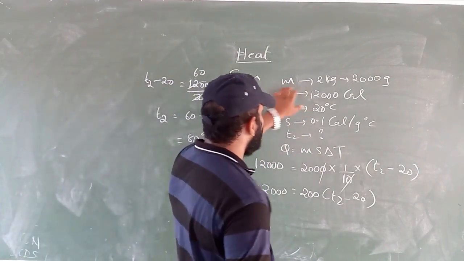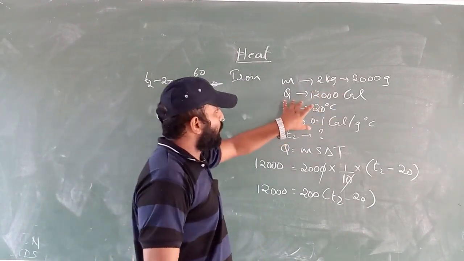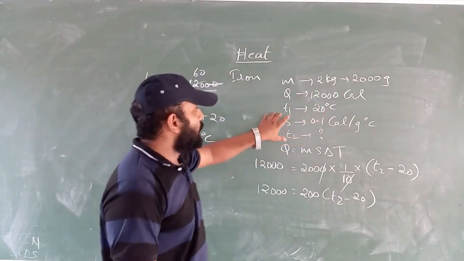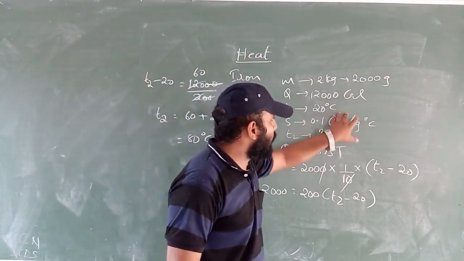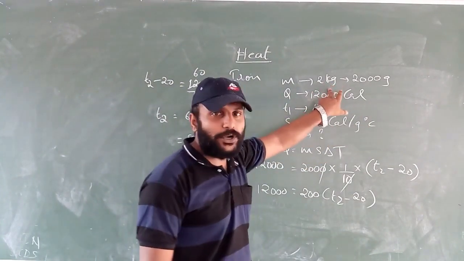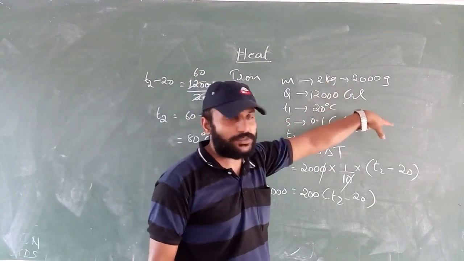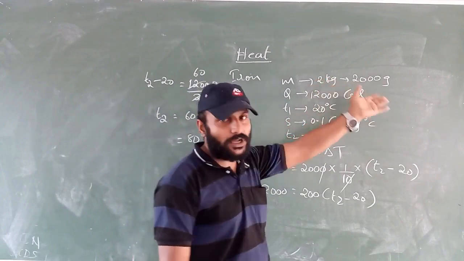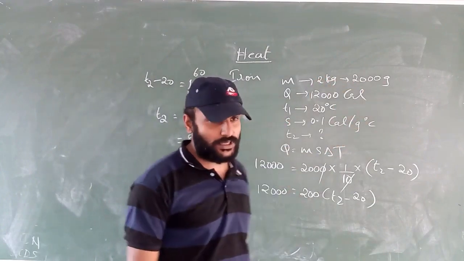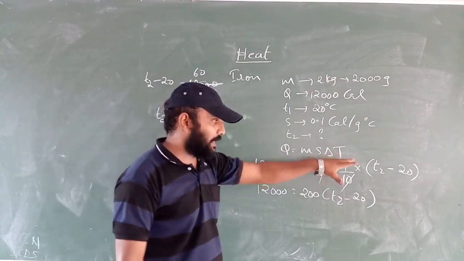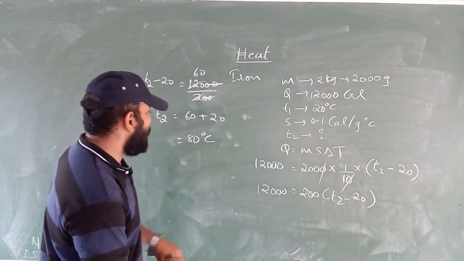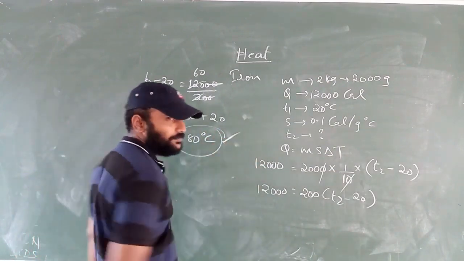So what have they given? The mass of iron is 2 kg, heat is 12,000, T1 value is 20 degrees Celsius, specific heat is 0.1. Since all are in calories and centigrade, we will be converting this kg into grams. 1 kg is 1000 grams, so 2 kg is 2000 grams. So what is the formula for heat? Q is equal to M S delta T. When you substitute the values, you get 80 degrees Celsius. Understood?